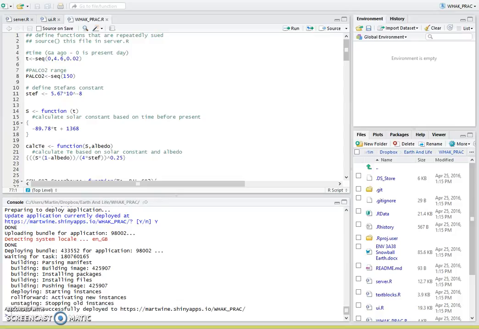This is the first of two screencasts that I'm producing to describe an interactive web application using the Shiny platform, which is part of the R programming language, to develop teaching applications for a module that I've taught for the last couple of years called Earth and Life.